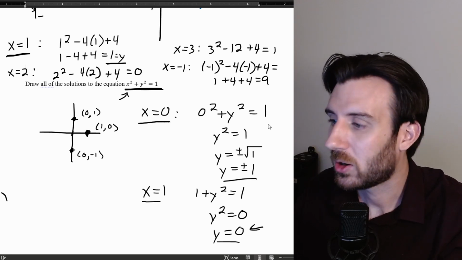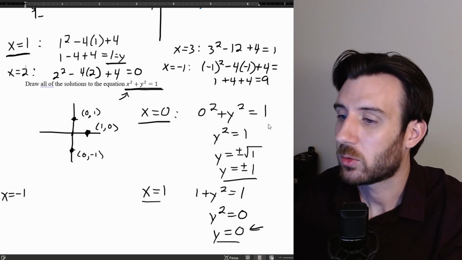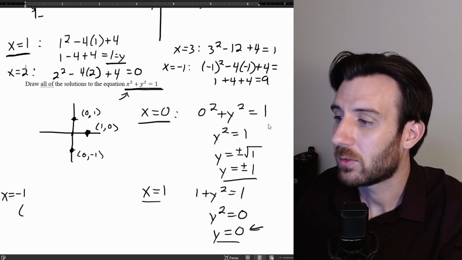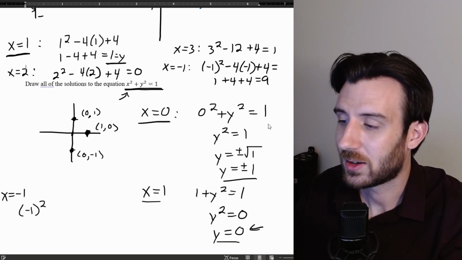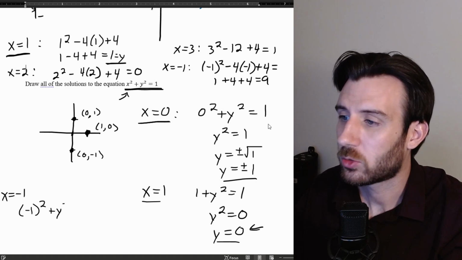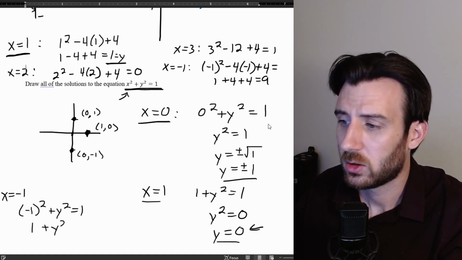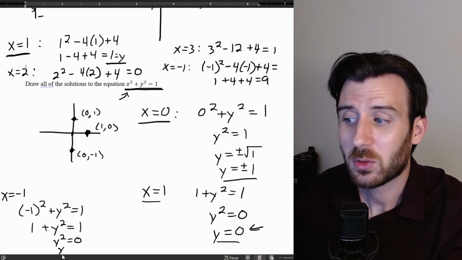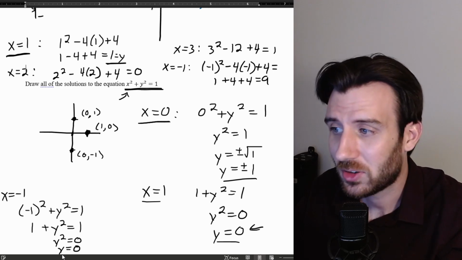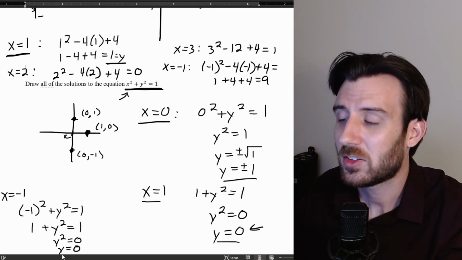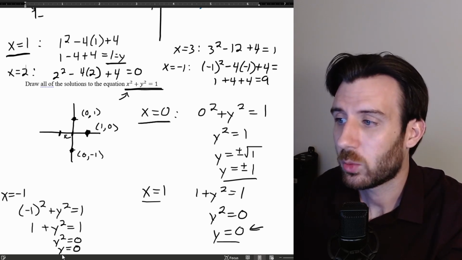Let's try another. Let's put in x equals negative 1. x equals negative 1 would get me negative 1 squared. Make sure you square the entire thing with parentheses. Plus y squared equals 1. And negative 1 squared is just 1. Plus y squared equals 1, which means that y squared has to be equal to 0 again. So again, y equals 0. So it looks like if I take 1 step over to the left, that's where I am at x equals negative 1.